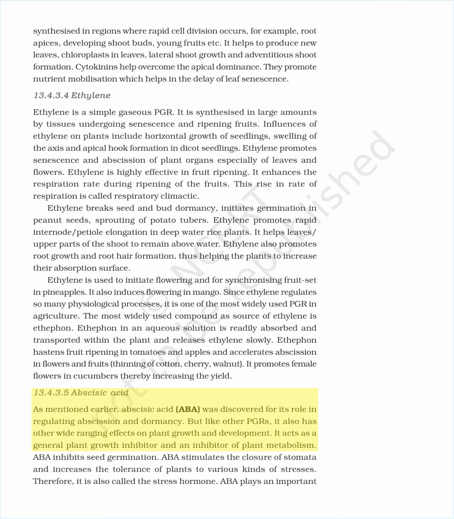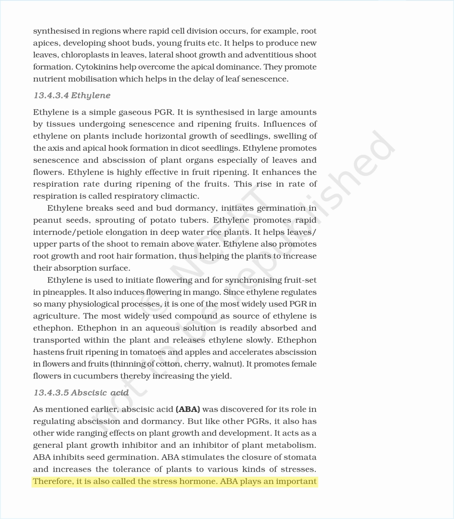13.4.3.5 Abscisic acid. As mentioned earlier, abscisic acid, ABA, was discovered for its role in regulating abscission and dormancy. But like other PGRs, it also has other wide-ranging effects on plant growth and development. It acts as a general plant growth inhibitor and an inhibitor of plant metabolism. ABA inhibits seed germination. ABA stimulates the closure of stomata and increases the tolerance of plants to various kinds of stresses. Therefore, it is also called the stress hormone.